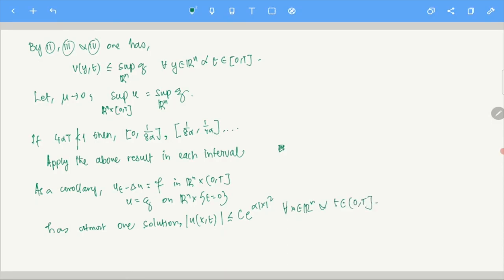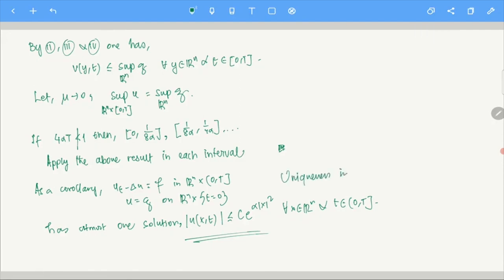Is it clear? So what it is saying is, if you put this initial condition, and you are just estimating the growth like that, if you are saying that it cannot grow more than that, then you have a unique solution. Exactly the same proof which we did earlier. So this is uniqueness in Rn.